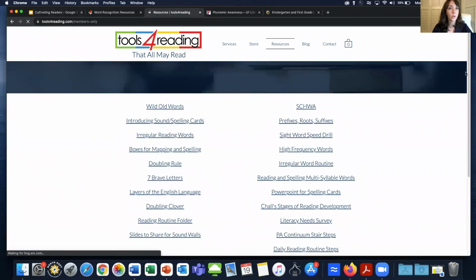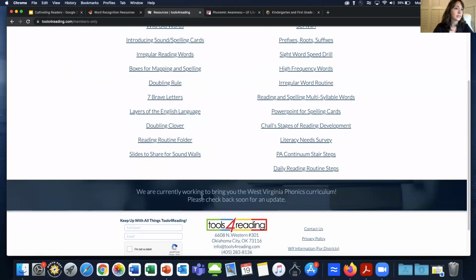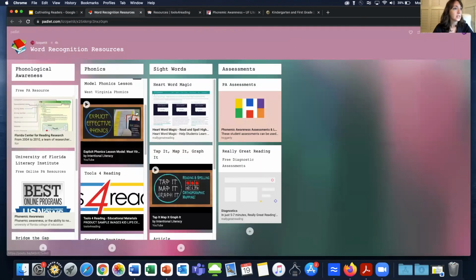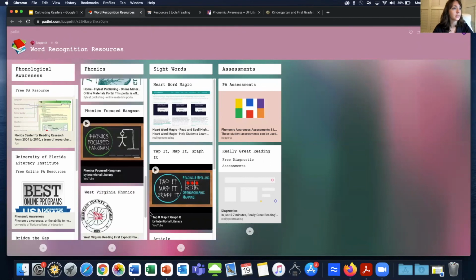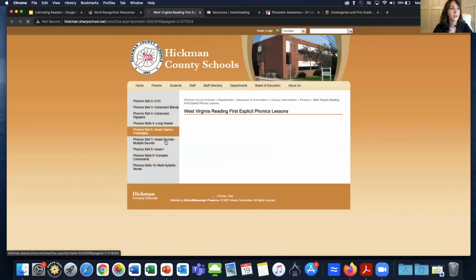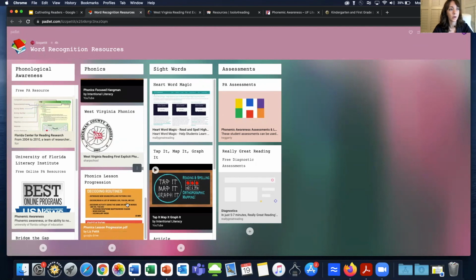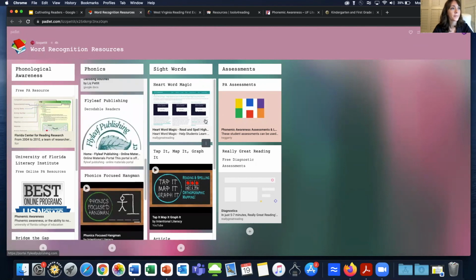And they used to have all the West Virginia phonics lessons, but they're not there anymore. It says that they're currently working to bring it back. So I'm going to keep my eye open. But I did find another place that those are linked. And they're down here. So you can open those and actually pinpoint specific skills if they're supposed to be interventions. So if your child's missing one specific skill, you can go in there and find that and teach them based on that. That lesson progression is in here for you as well.